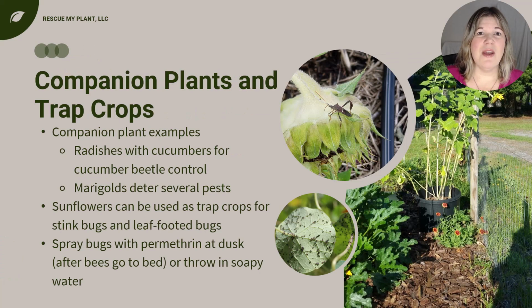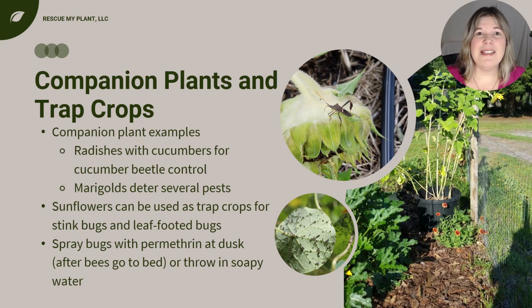In the planting video, I mentioned that companion planting was a good way to control pests. There are several plants that will deter pests. There's a table of these in your reference guide. For example, planting radishes with your cucumbers can help with cucumber beetle, while growing marigolds can deter many different pests. Using these natural deterrents is a great cultural control method.